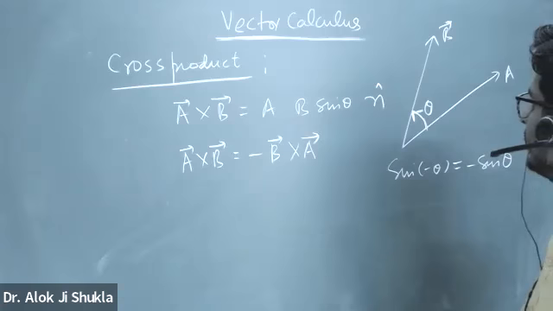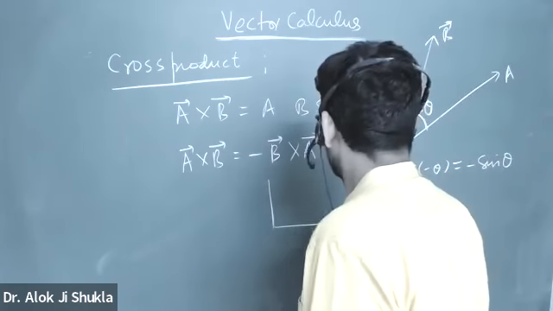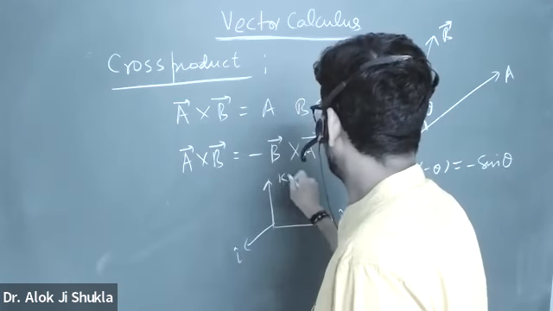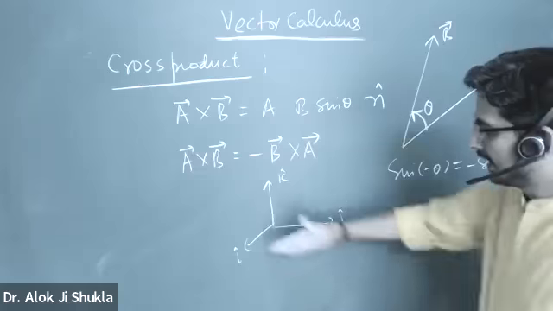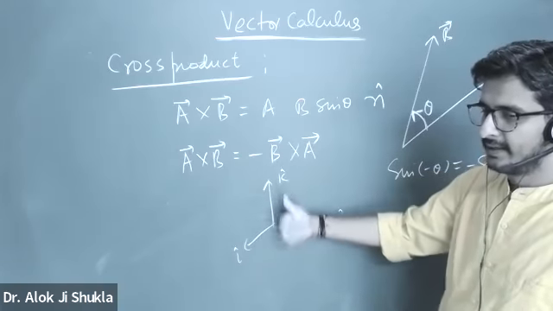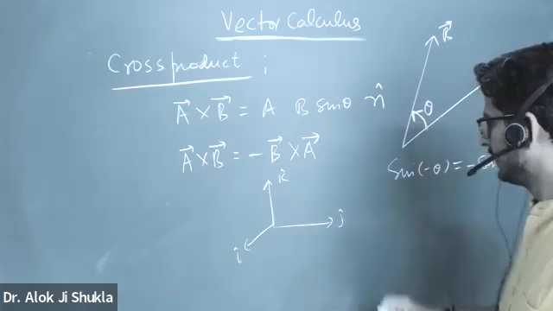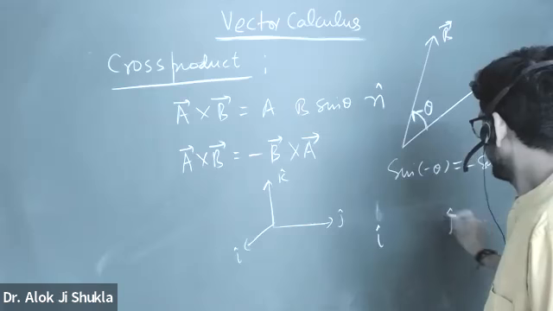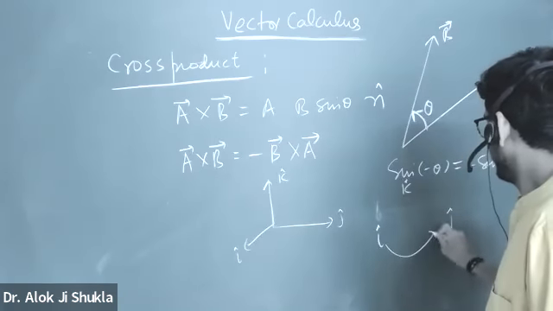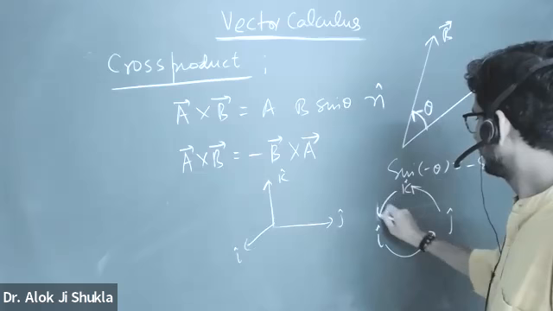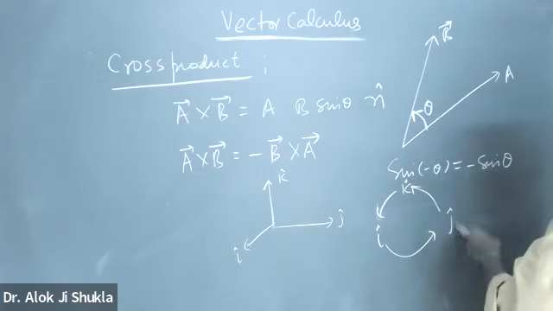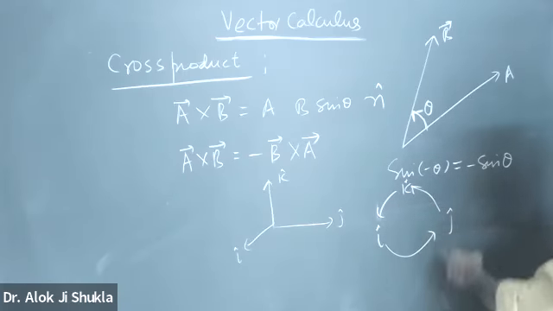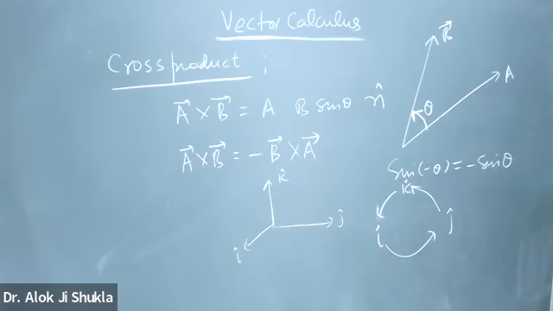And in A cross B, please see this, suppose you take three vectors I, J and K. So if you take I cross J, it will become K. I cross J will become K. So I, J and K, इनकी डायरेक्शन कुछ ऐसे चेंज होगी, like this. I cross J is K, J cross K is I, and K cross I is J. And if you reverse the direction, you get a negative sign.